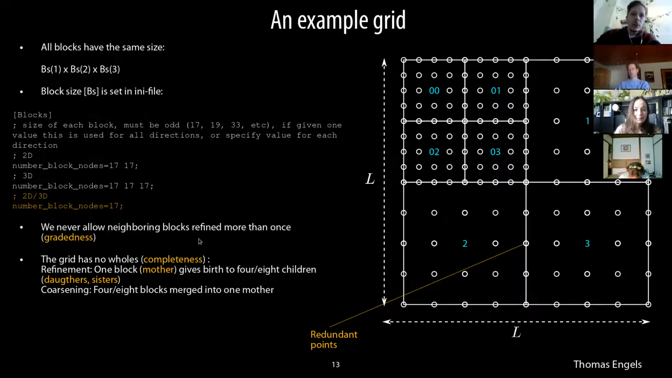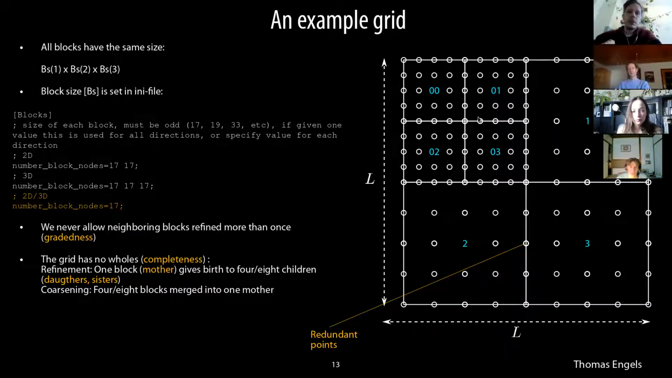Now, our grid has no holes. By that, I mean the condition of completeness. It simply means that if we coarsen the grid, we cannot coarsen block number 3 just on its own. It has to be merged with the blocks 0, 1, 0, 0, 0, 0, 1, 0, 2, and 0, 3. So they are all merged together so that there is no hole in the grid. Which also means you can coarsen this grid region only if all the 4 blocks satisfy the coarsening condition.